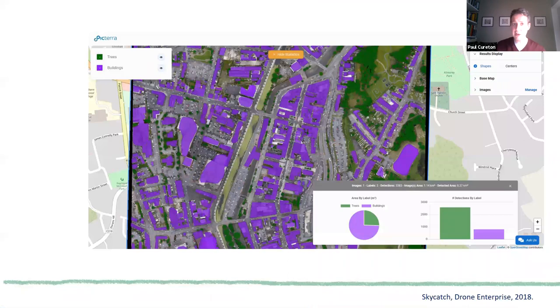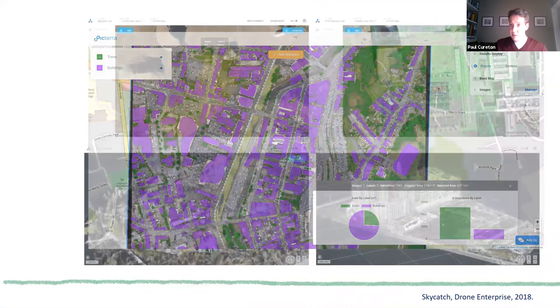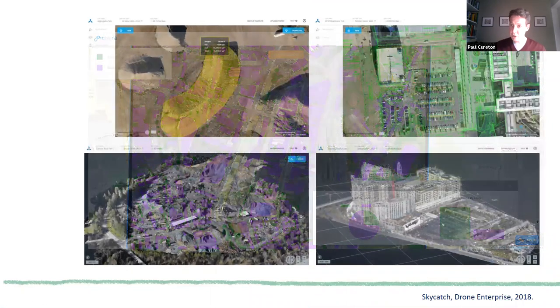We can also do really interesting analytics here. So we can do tree counting schemes about how much green space in certain quadrants are we allocating based on the drone mapping. So these are cloud imagery, machine learning applications are really useful. This one's Pictera. And this is really interesting for construction sites.